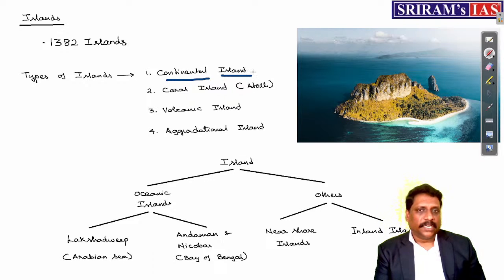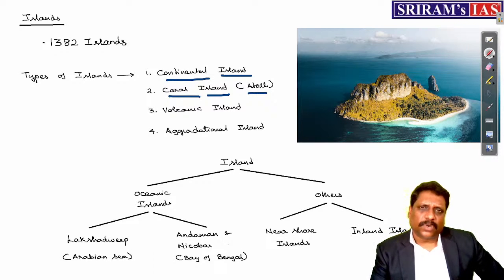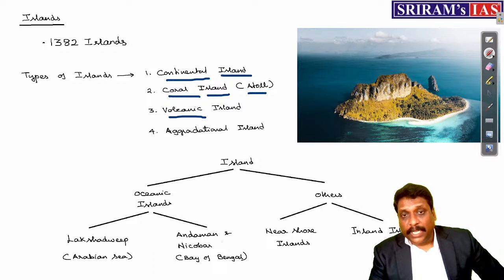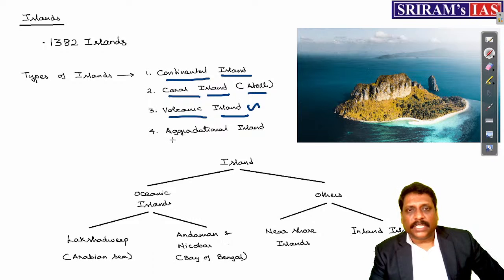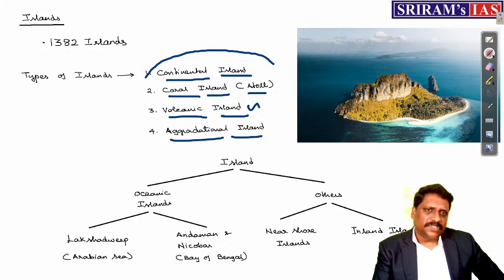We have continental island: land eventually becoming an island. Coral reef becoming an island, you call them what? Coral island, or you call them what? Atolls. Volcano resulting in the formation of islands: volcanic islands. On the other hand, my dear friends, deposition creating an island, you call them what? Depositional island, or you call them what? Aggradational island. Okay. See here, all types of islands we have.